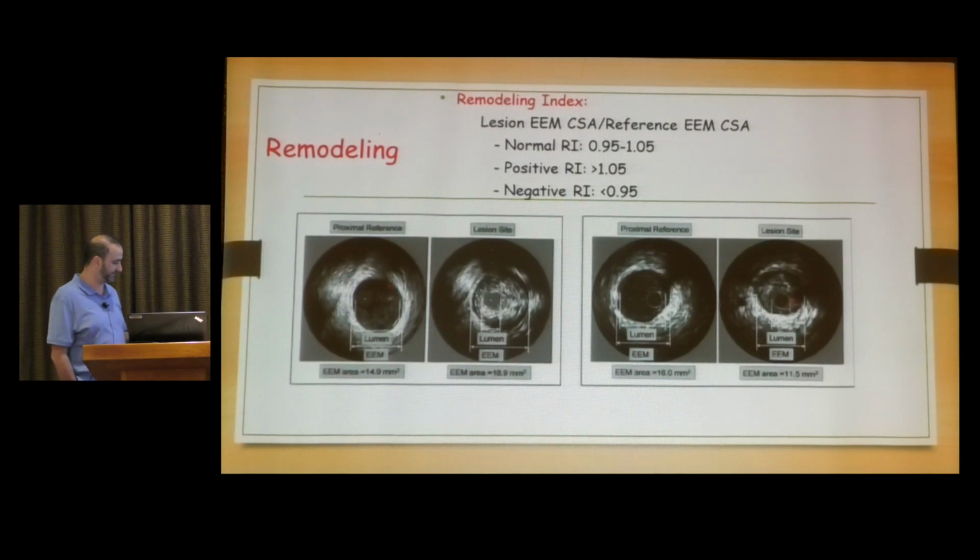This is an example. How do we do the remodeling index? We go to a reference area, and in the reference area we measure the EEM area, and we go to the lesion area and we measure the EEM area. This one was 18.9 and 14.9. If you divide this by this one, it is going to be more than 1.05. This is a positive remodeling. This one, the area of the lesion is 11.5, and the reference one is 16.0. This is negative remodeling. This is a more stable plaque than this plaque we see here.